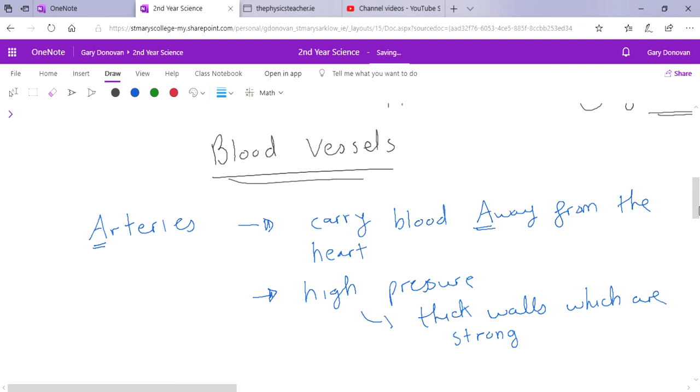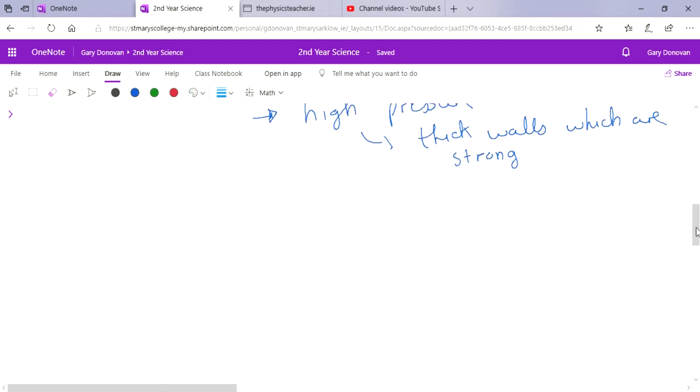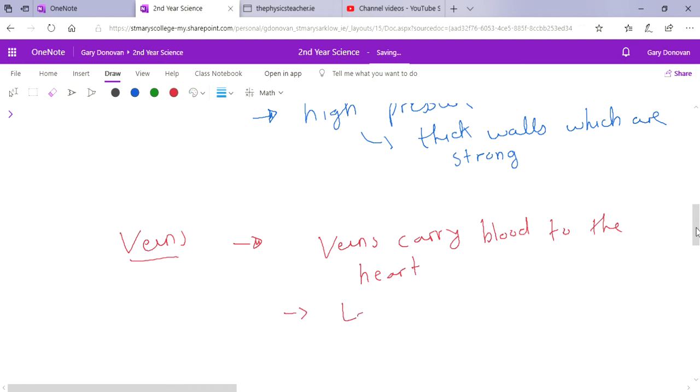The next type of blood vessel are veins. And if arteries carry blood away from the heart, veins carry blood to the heart. Now, the blood pressure in veins is very low, and because it's very low, there's a risk that blood can flow backwards. And for that reason, veins have these little valves in them. And what those valves do is they allow blood to flow in one direction only, basically. So they prevent blood flowing backwards.